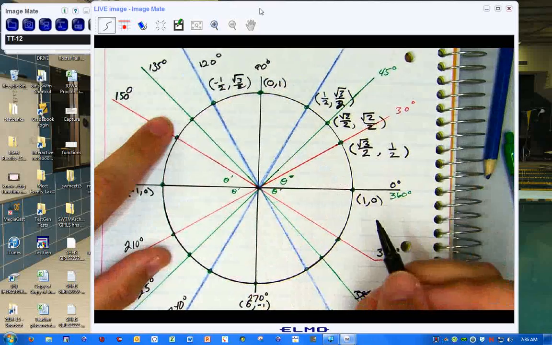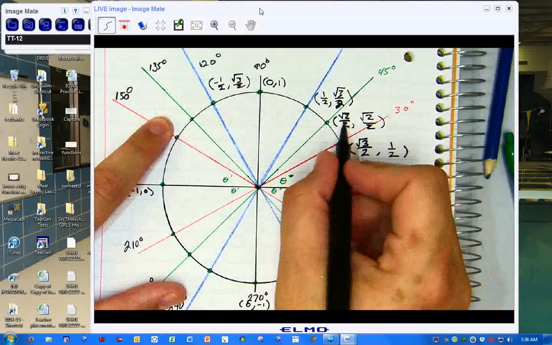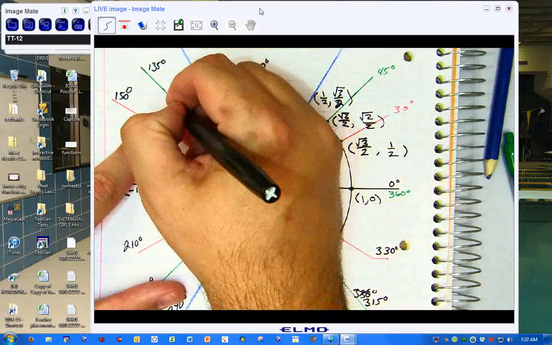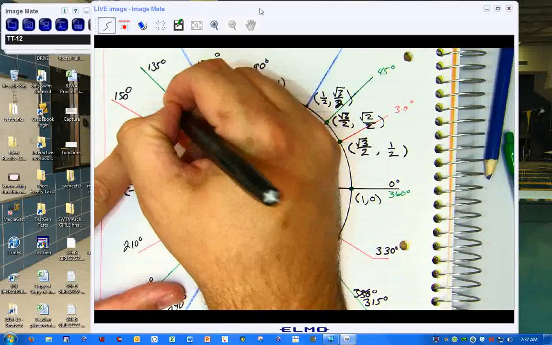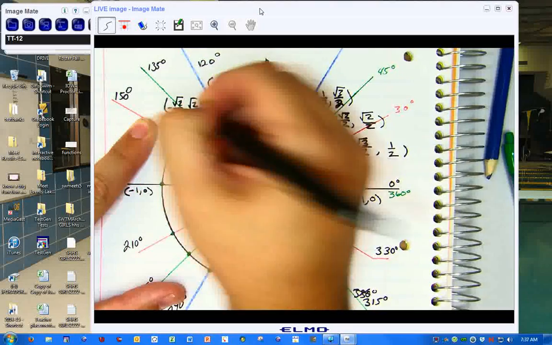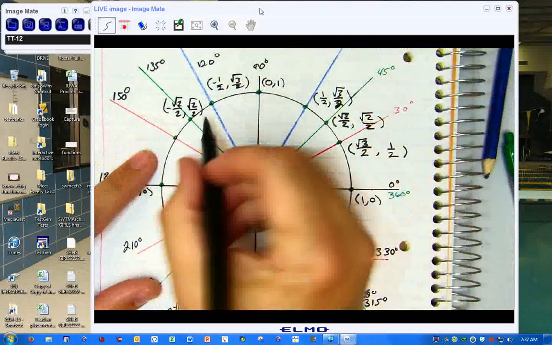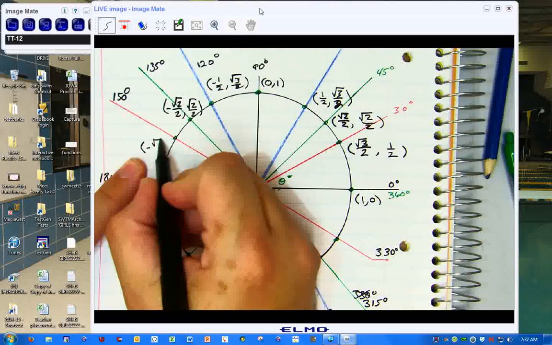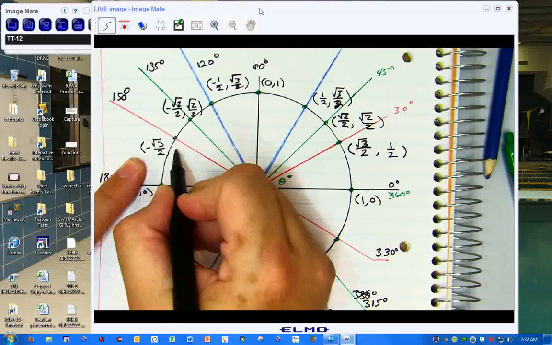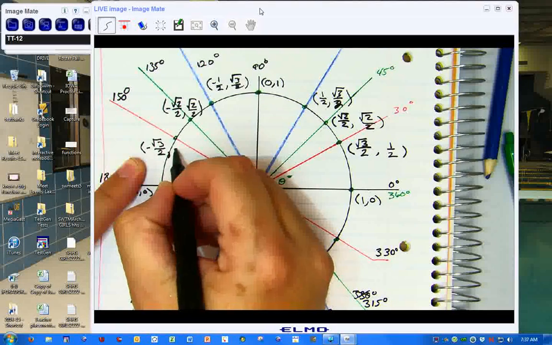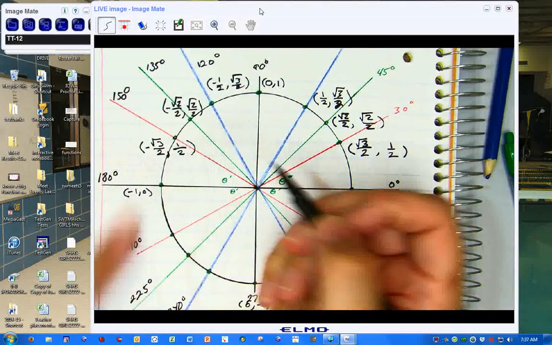Now what's the point for the green point? Yeah, for here it's going to be negative square root of 2 over 2, square root of 2 over 2, because the y's are still valid. And here it's going to be negative square root of 3 over 2, comma, didn't mess that one up.